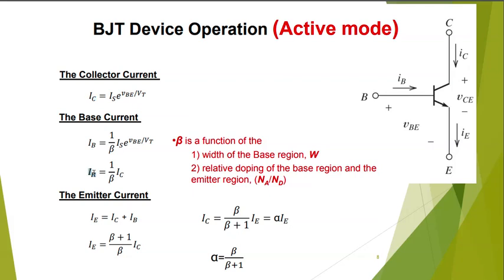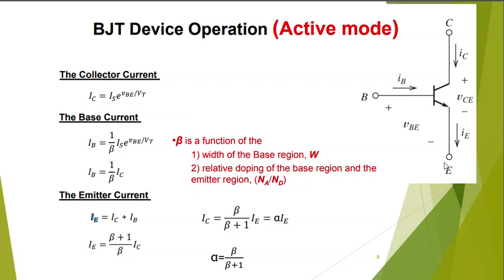IC is beta IB, so IB will be 1 over beta IC. IE is IC plus IB, and as you can imagine, IE will be beta plus 1 over beta IC, of course. But since beta is usually a big number, this number is almost 1, so IE is almost equal to IC. This beta over beta plus 1, we show it with alpha, and alpha is usually very close to 1. This is the operation of the transistor in the active mode.